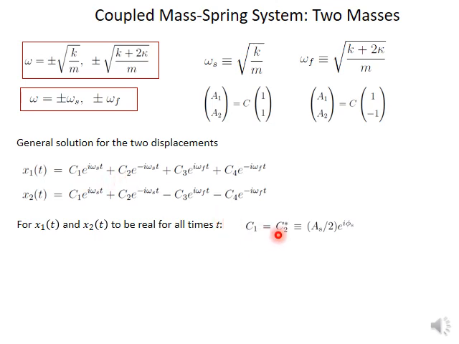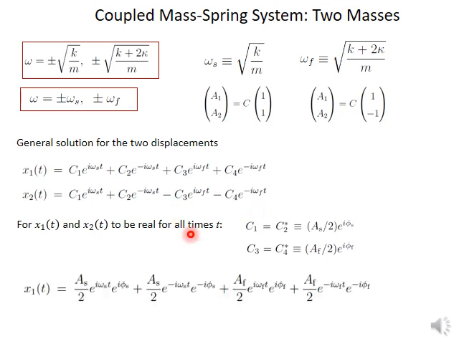If you have C1 and C2 such that the conjugate of C2 is equal to C1, then the sum of these two terms would give you a real value. Similarly, if C3 and C4 are complex conjugates, then the sum of these two terms would give you a real value, and on expanding the exponent, the complex term would cancel out. So to make these two solutions real, these conditions should be satisfied by C1, C2 and C3, C4.